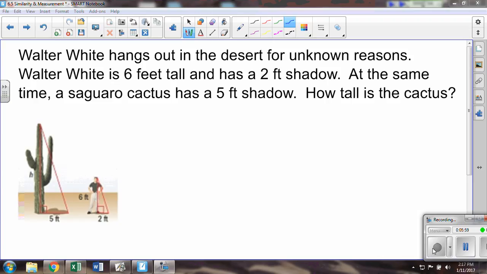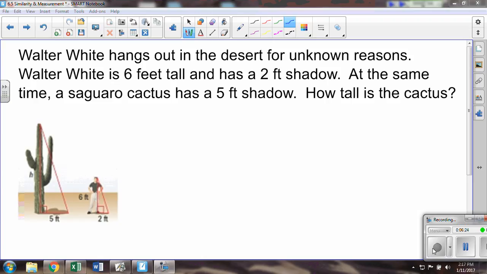All right, for all you Breaking Bad fans out there, Walter White likes to hang out in the desert for unknown reasons. Some more information, Walter White is 6 feet tall. And when he's standing out there, he's got a 2-foot shadow. Well, at the same time, a Saguaro cactus has a 5-foot shadow. How tall is the cactus?